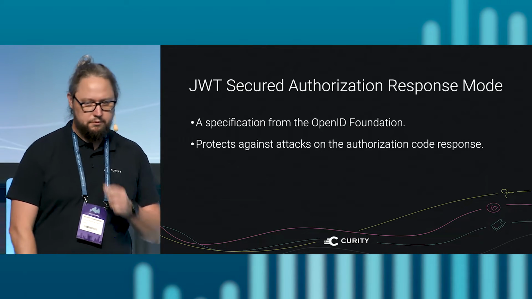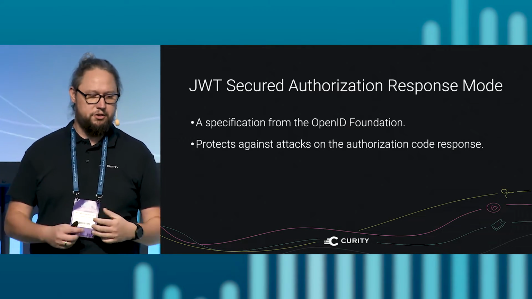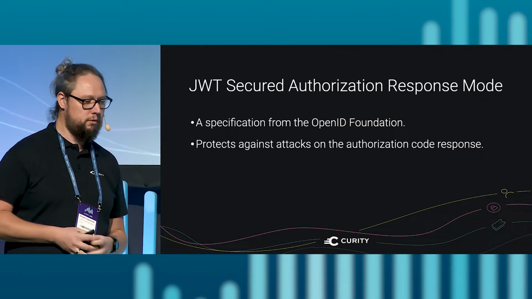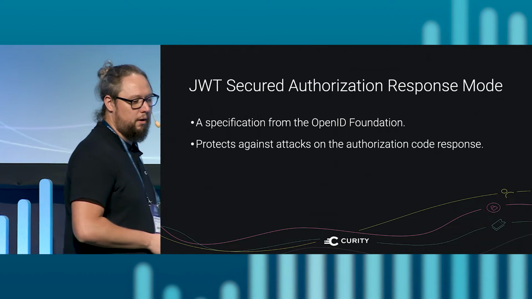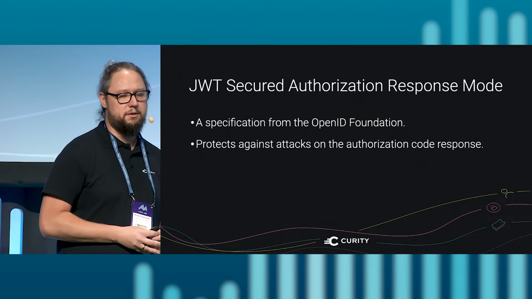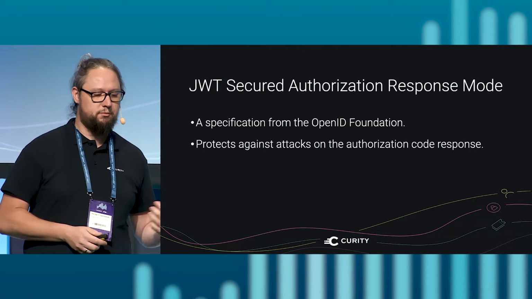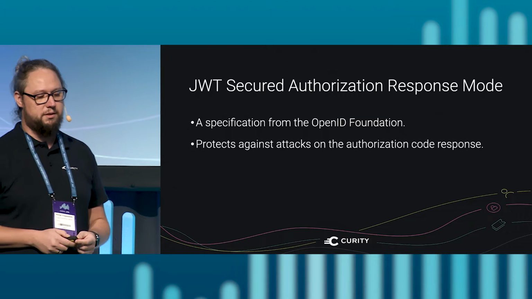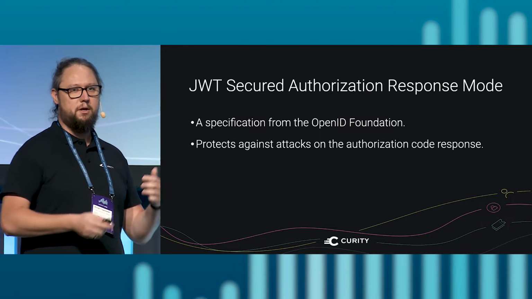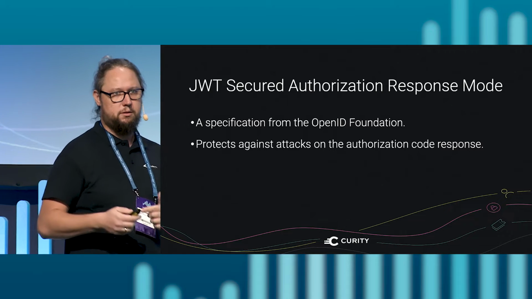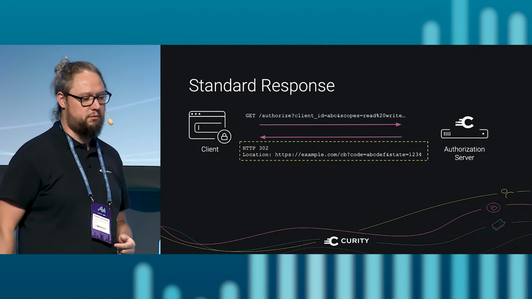So JARM stands for JWT Secured Authorization Response Mode, nice and long name. Again, it's a specification published by the OpenID Foundation. And this one protects you from attacks against the authorization code response. So PAR protects the authorization code request, and this one protects the response.